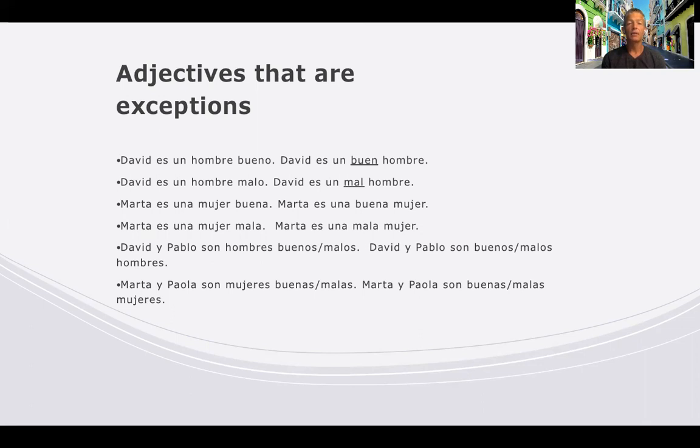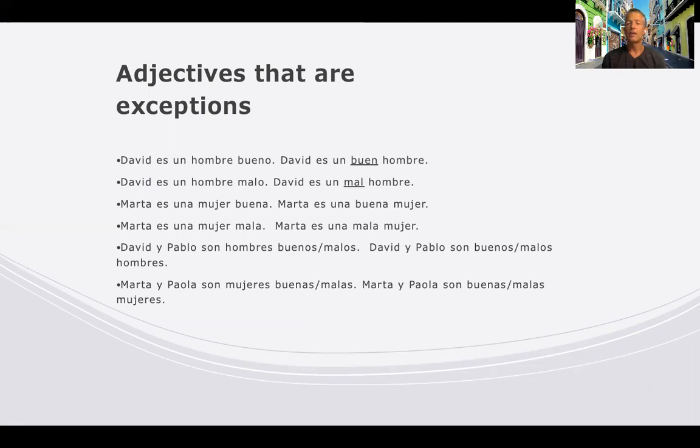It's the same thing with malo. David es un hombre malo, David es un mal hombre. Malo will drop the O for the masculine if you put it before hombre. You can say it either way. They're both correct. Now, for the feminine form, you do not drop anything. Marta es una mujer buena, Marta es una buena mujer. Marta es una mujer mala, Marta es una mala mujer. You maintain the feminine form, whether it comes before or after the noun.